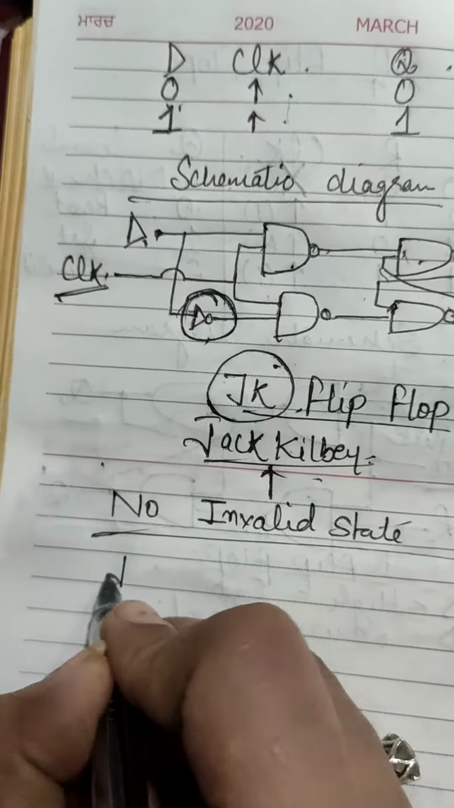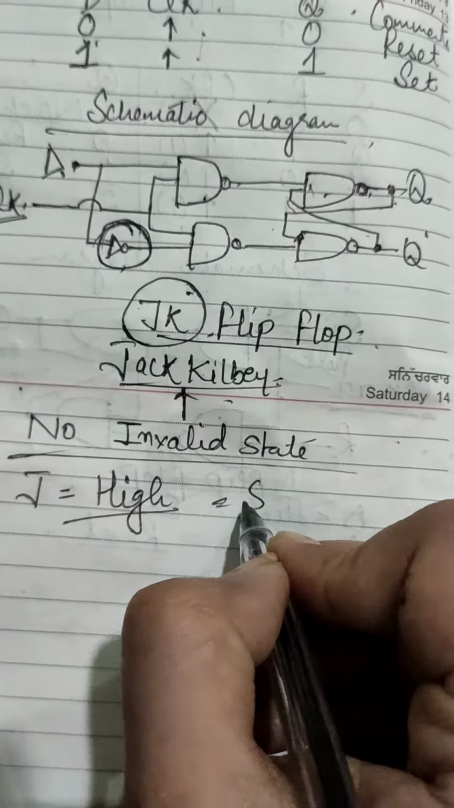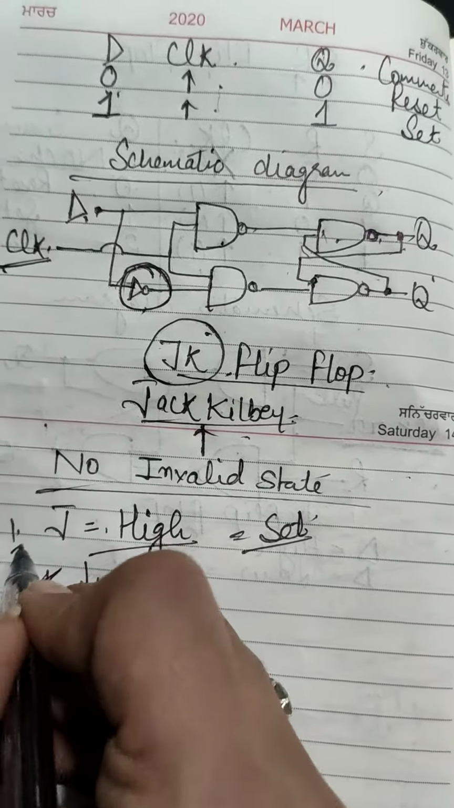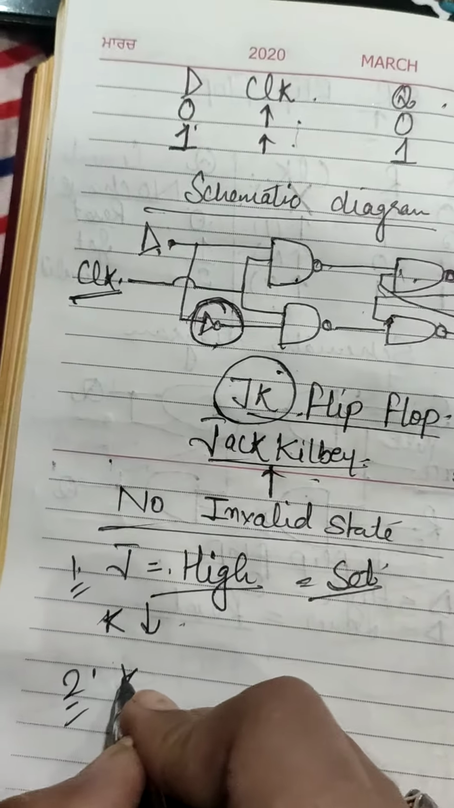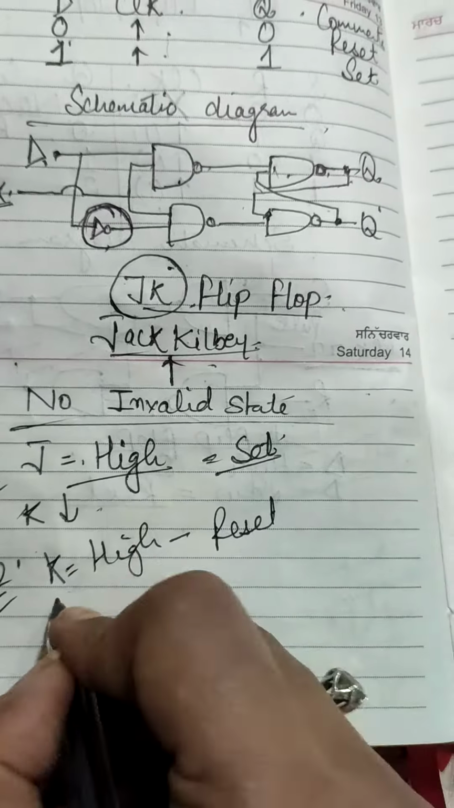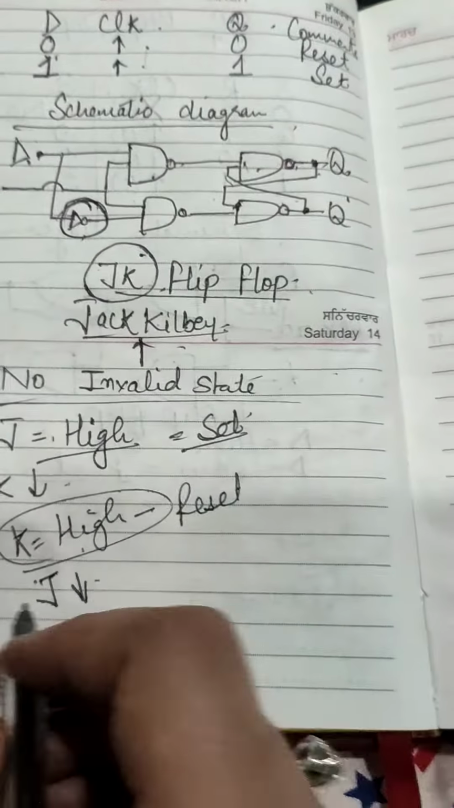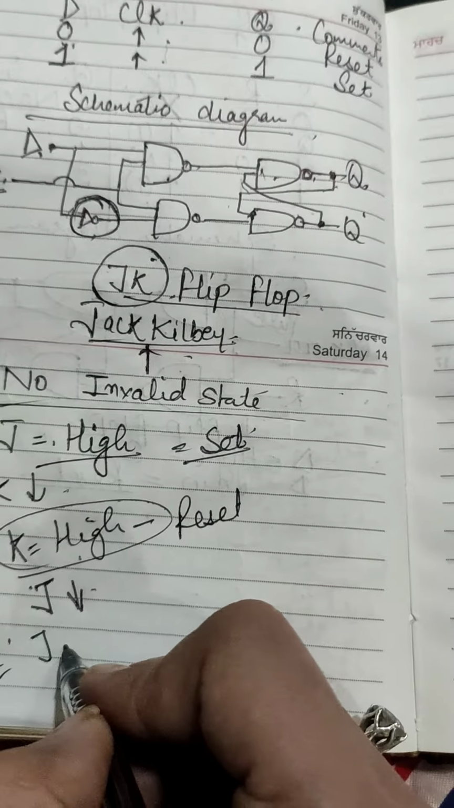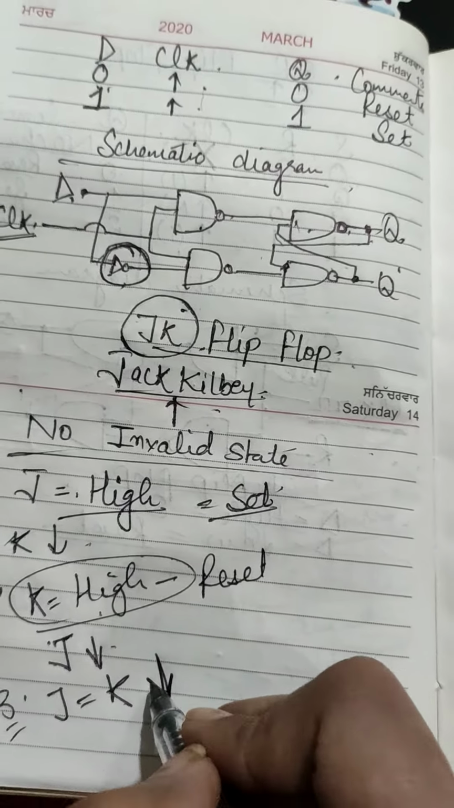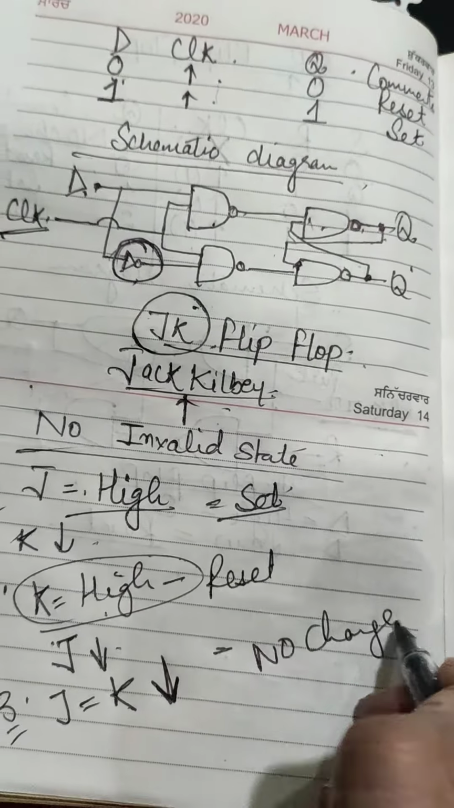Firstly, if the value of J is equal to high, then it is a set condition, and if J is high then K is low. That is the first case. In the second case, if the value of K is equal to high then it is a reset condition, and whensoever K is high then J will be low. And in the third case, if both J and K are low, which means both inputs are 0, then there will be no change.